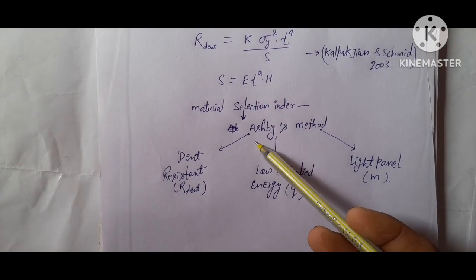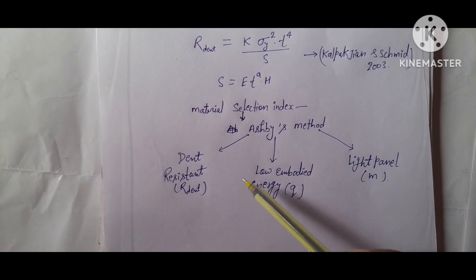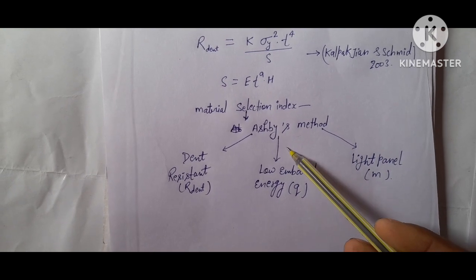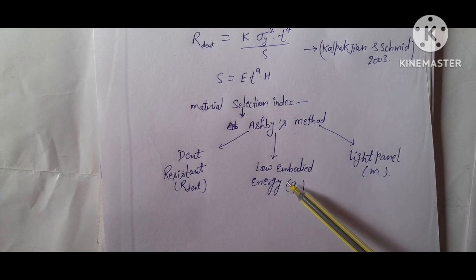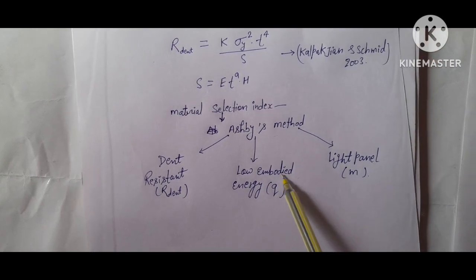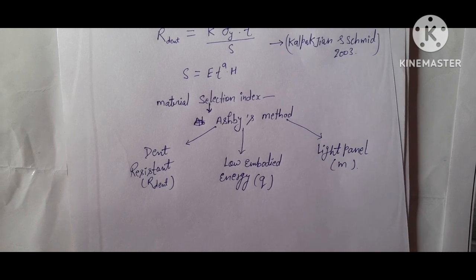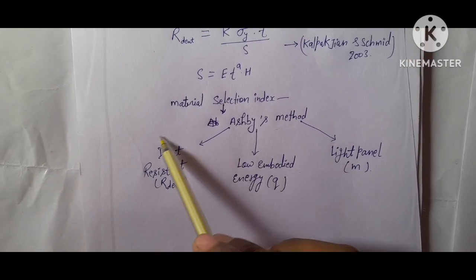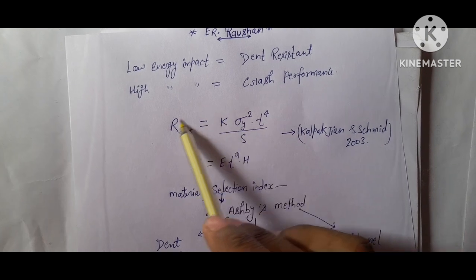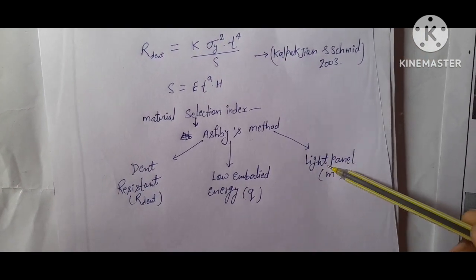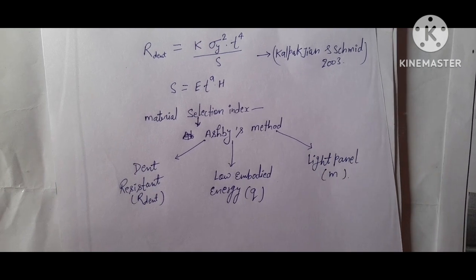Now keep in mind, after selecting material, the method used is Ashby's method. This method gives three categories. The first one is dent resistance energy. The second one is low embodied energy Q, and the third is light panel weight, that is the mass M.